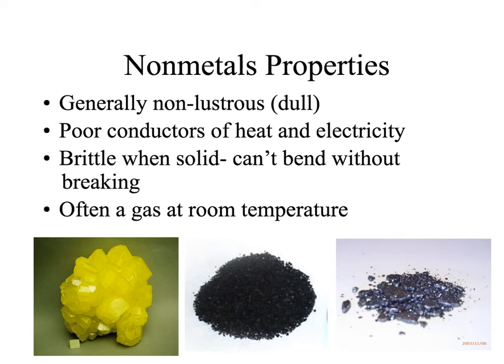A big property of nonmetals is that they tend to be opposite of metals. So instead of having luster, they tend to be dull in color and not very shiny. And instead of metals being good conductors of heat and electricity, nonmetals tend to be poor conductors. So in fact, instead of conductors, we often call nonmetals insulators.